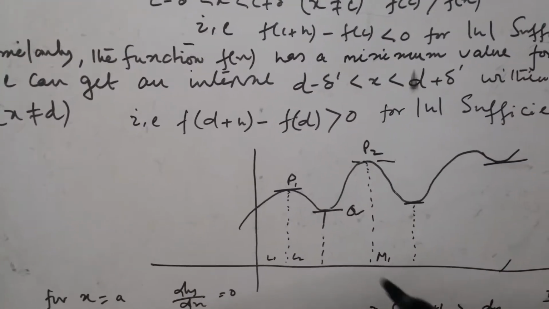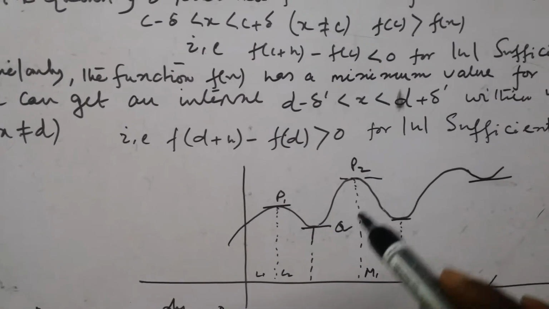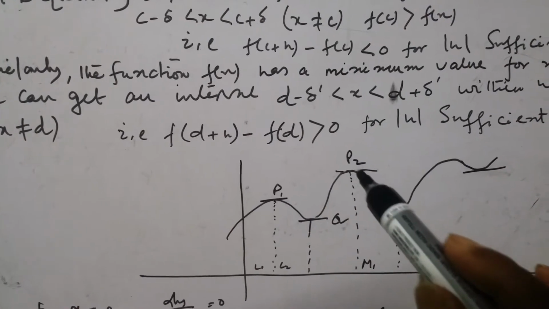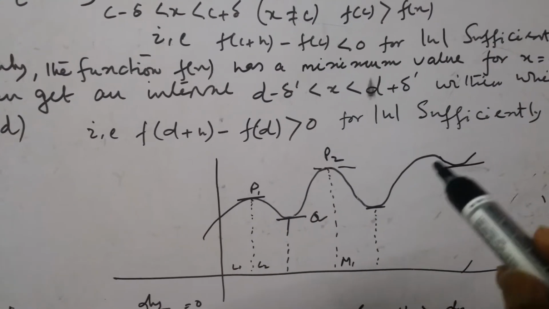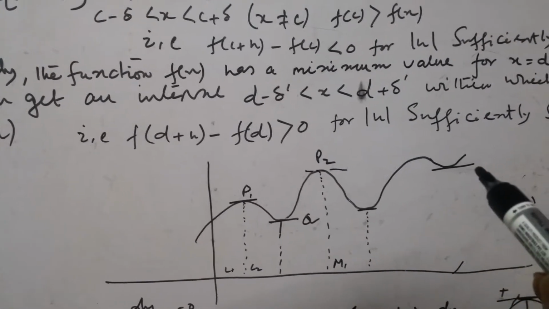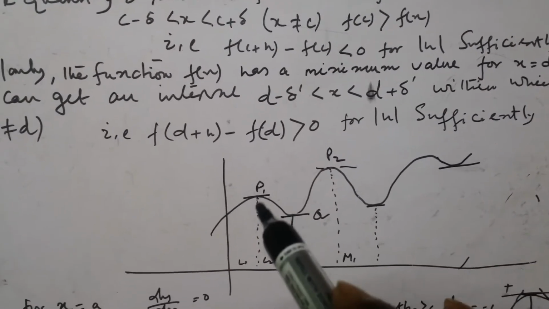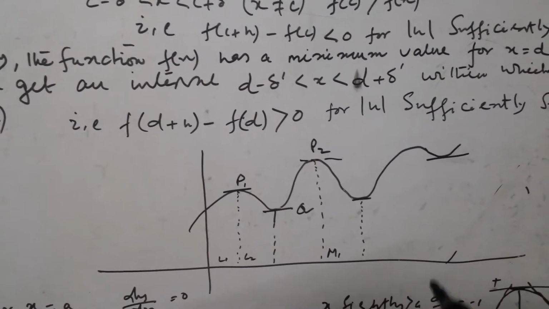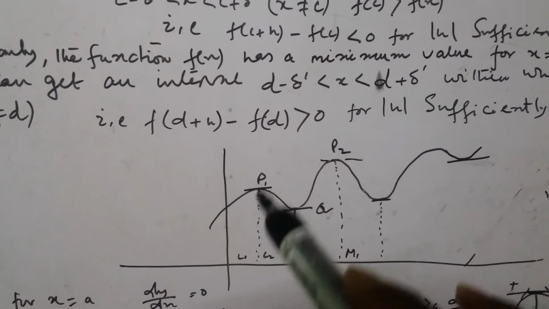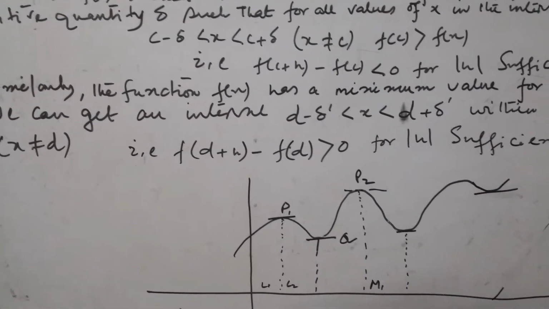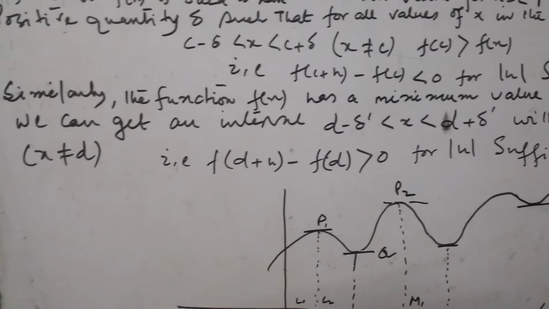What is maximum? You see the curve here. That is a maximum point, minimum point, maximum point, minimum point. Here, the minimum point is a minimum. The distance is greater than the maximum. So maximum does not mean that it is the greatest value.